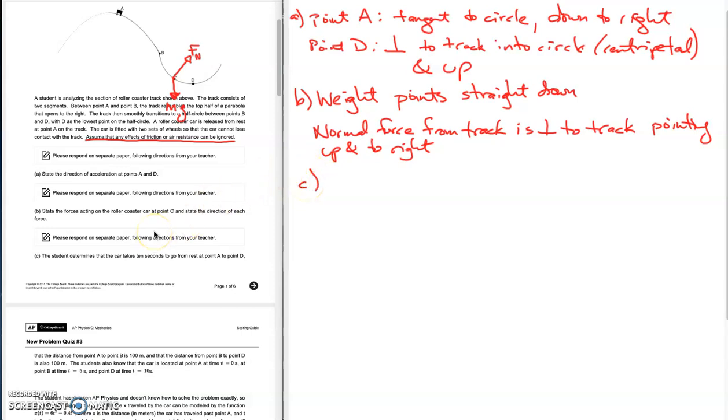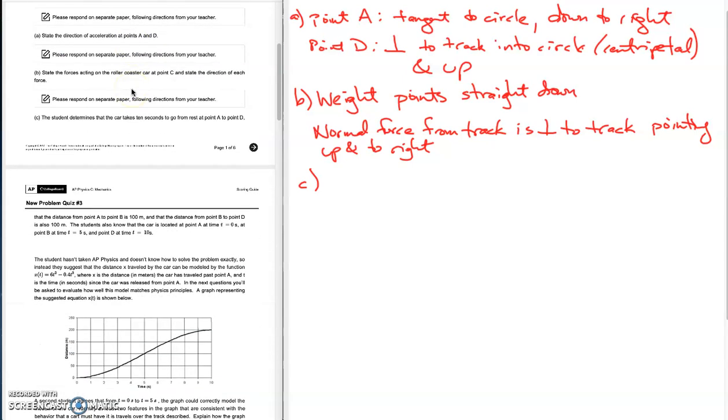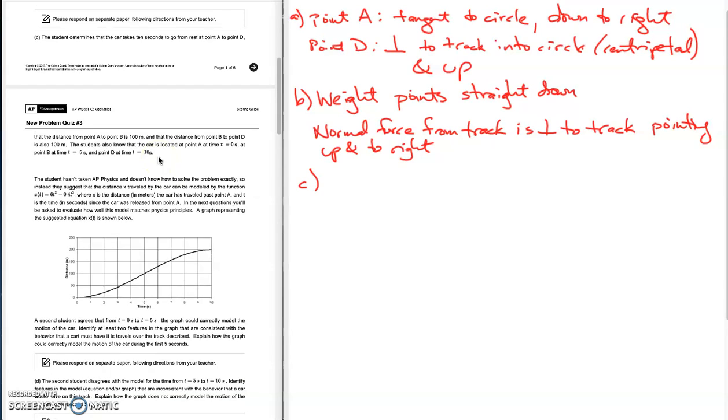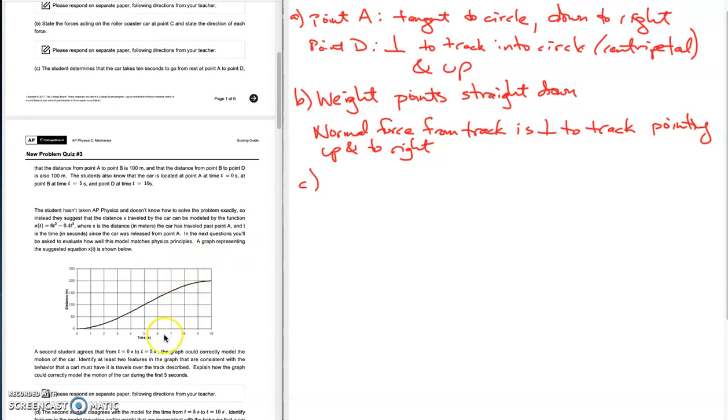All right, I'm going to have to get rid of these as I scroll down. All right, part C. We have an equation here, 6t squared minus 0.4t cubed. And then we have a graph for the distance. Explain how the graph could correctly model the motion of the car during the first 5 seconds. Okay, so at the beginning, we're told that it starts from rest. And if you take a look here, a tangent line to the distance function is horizontal.